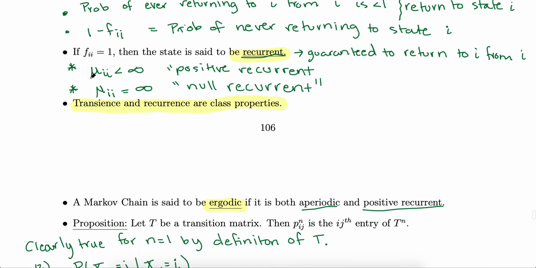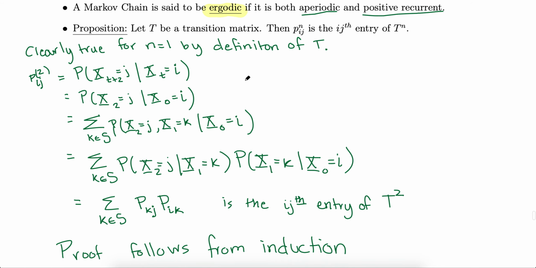Okay, so remember, positive recurrence is that our return time to state i from state i, on average, is going to be finite. All right, next bit of information here is that if T is our transition matrix, then P_ij^(n), remember what that means, the probability of going from state i to state j in n steps, is simply the ijth entry of T to the n. So this is matrix multiplication here.